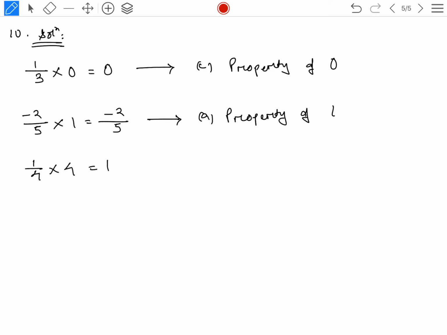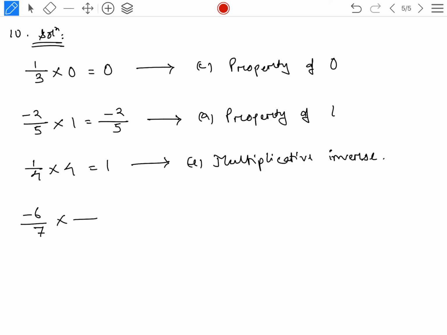Understood? Then number 3 is 1 by 4 into 4 equal to 1. Now what is the name of this property? This is multiplicative inverse, because the multiplicative inverse of 1 by 4 is 4, or the multiplicative inverse of 4 is 1 by 4. So the result is always 1. Understood? So this is multiplicative inverse.